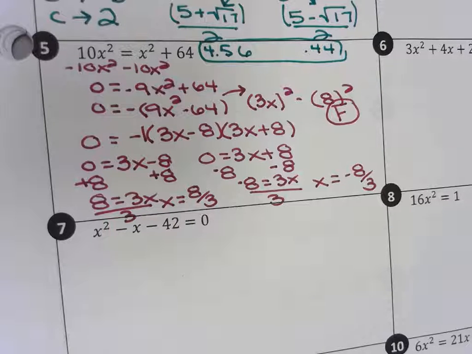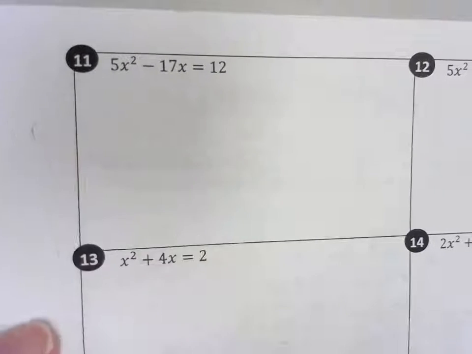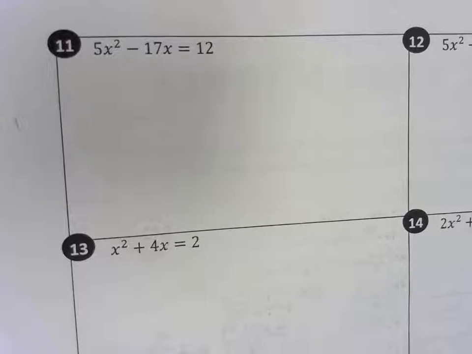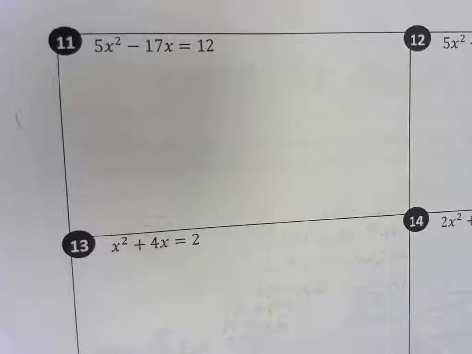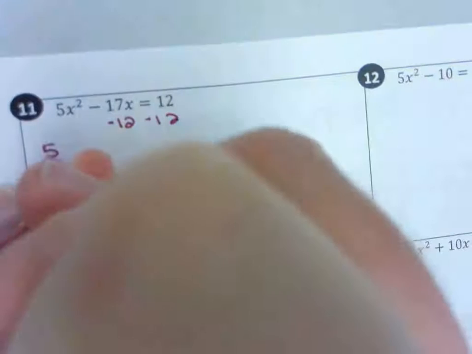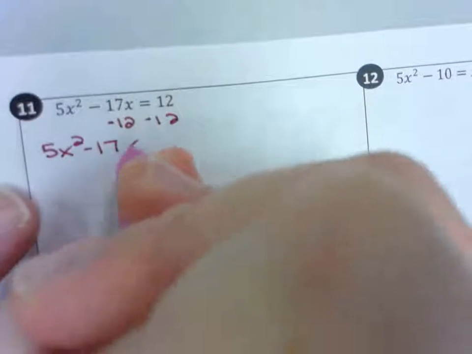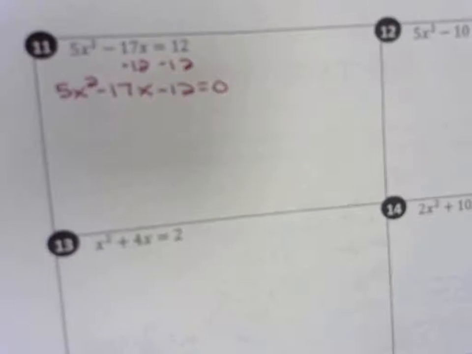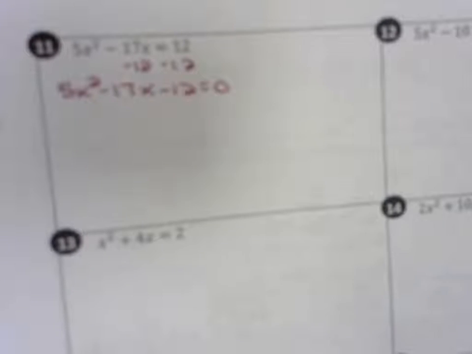Okay, let's look at the next one. Let's look at 11. I have a couple more I want to look at. If I look at 11, I want to get it equal to 0. So what would be the easiest thing to get it equal to 0? Subtract 12 from both sides. Minus 12. So I have 5x squared minus 17x minus 12 equals 0. So always get it equal to 0. No matter what, that's the way you're always going to start these.